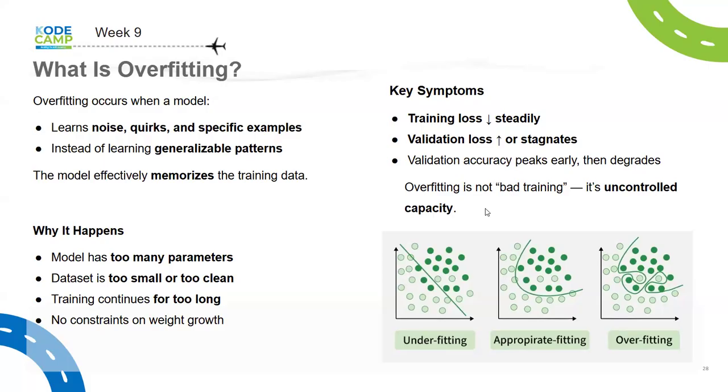Overfitting doesn't mean that you did not train your model well. It just means that the model has a lot of capacity and it is unused. And your data is probably not enough to use the full capacity of the model. But you still want to use that model to train on that data. Okay.